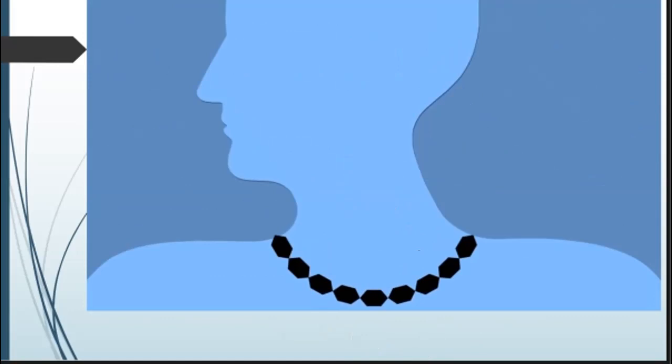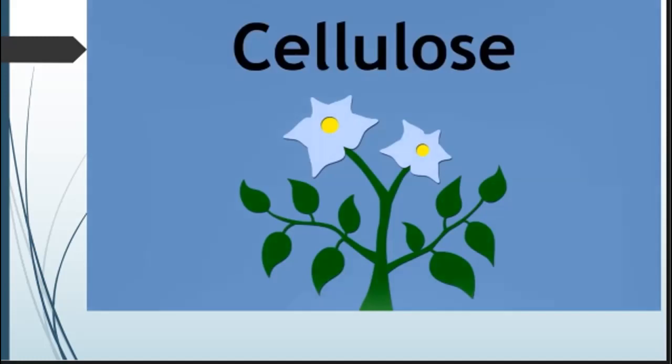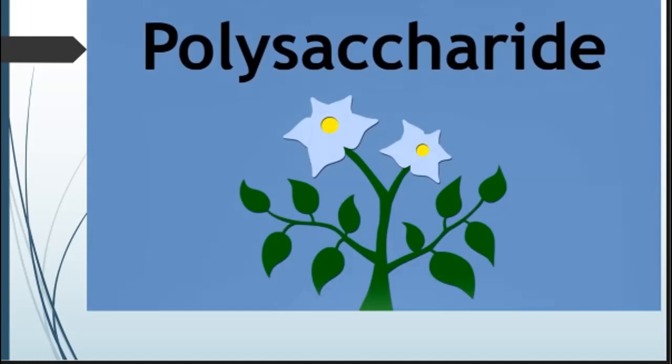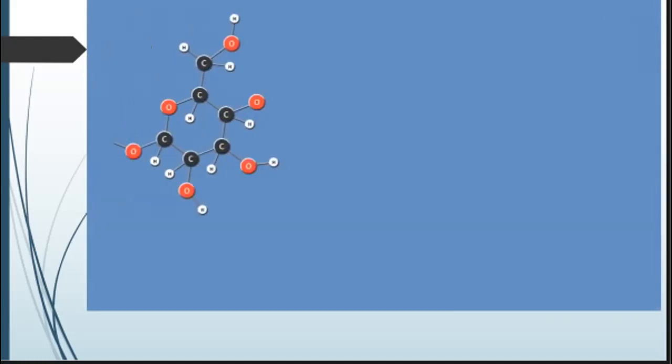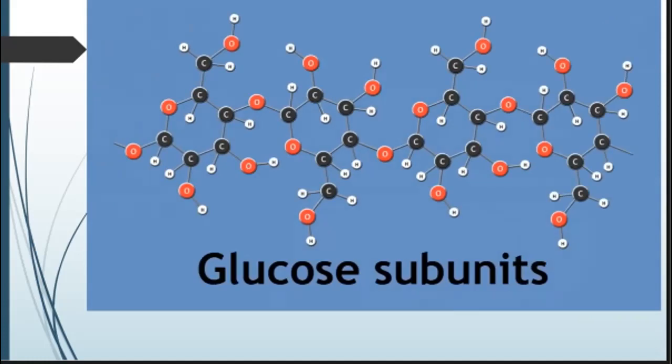Let's have a look at this potato plant right here. Notice how it is standing upright without any support. This is due to a polymer known as cellulose. To be correct, this is a polysaccharide, a polymer made of many repeating sugar, or specifically, glucose subunits.